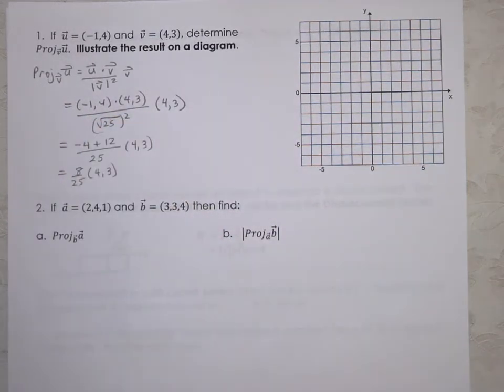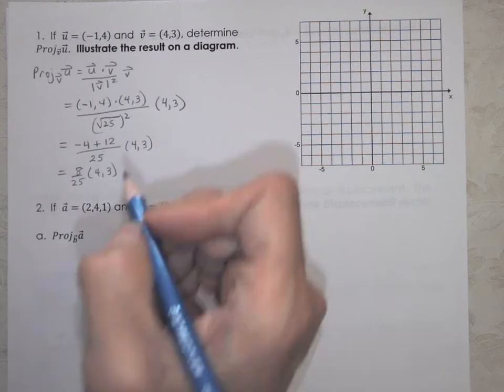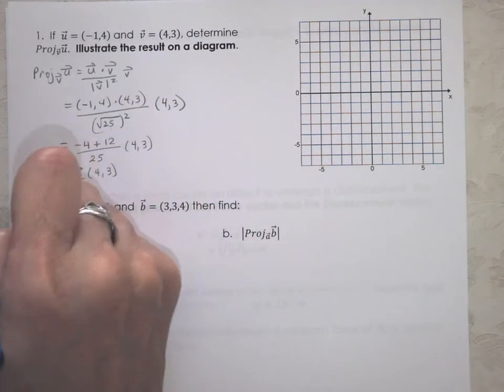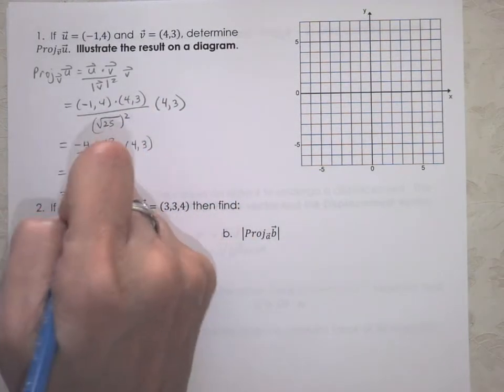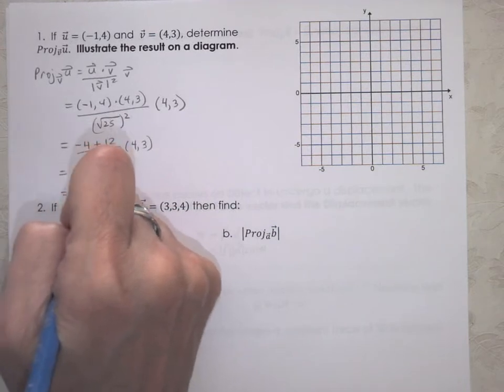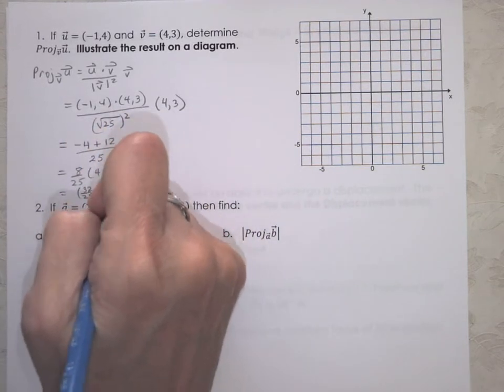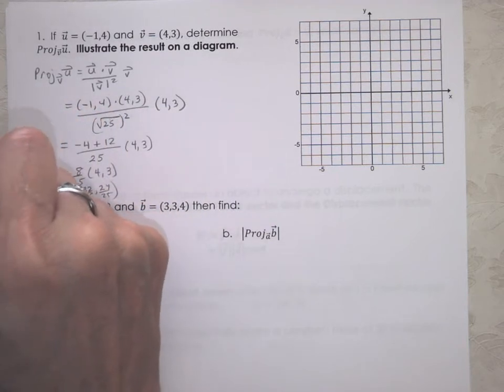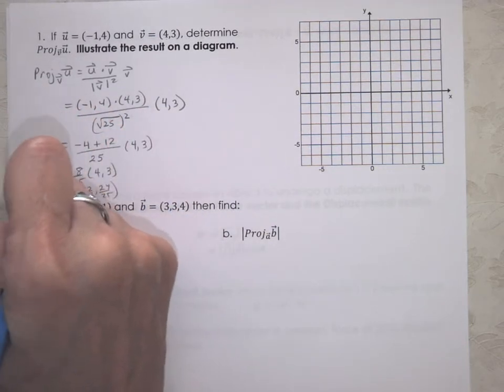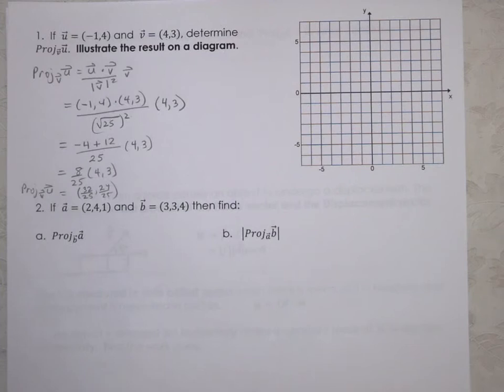And then I would see, can I reduce 8 25ths? No. So then I would just multiply, so I get 32 25ths, 24 25ths. So that means the vector projection of u on v should be a vector that starts at 0, 0 and ends at 32 25ths, 24 25ths.